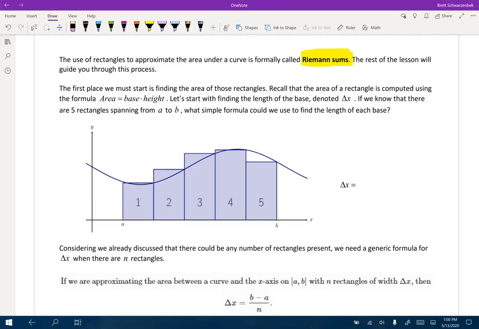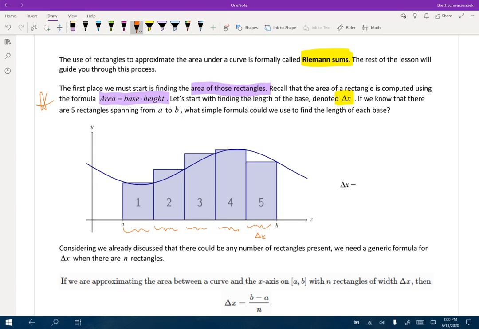Okay, a good place to start would be the area of the rectangles. And recall, the area of a rectangle is just going to be area equals base times height. What I want to point out is we need to find the length of the base. So what do we represent as the base? We call that the change of x. So all of these are called the change of x, and they're all the same base in terms of length, just because it's equally divided rectangles, right? So we need to find what that is.